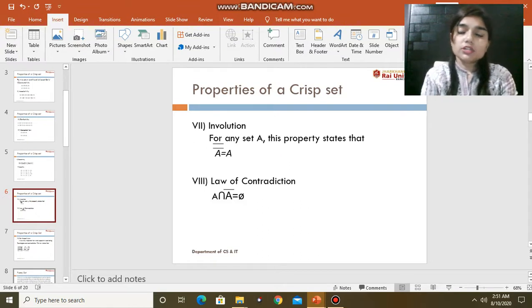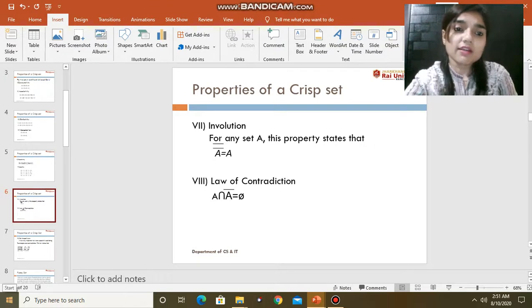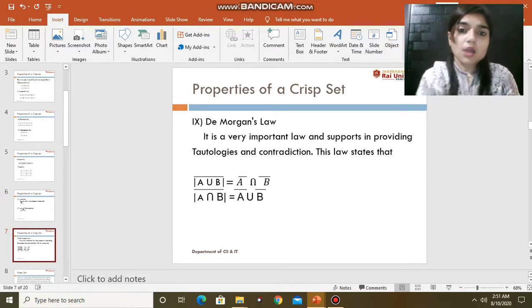Now, the involution law states that for any set A, the double complement of A is always equal to A. And the law of contradiction states that A intersection complement of A is always equal to phi, which is a null set. Now comes the De Morgan law.